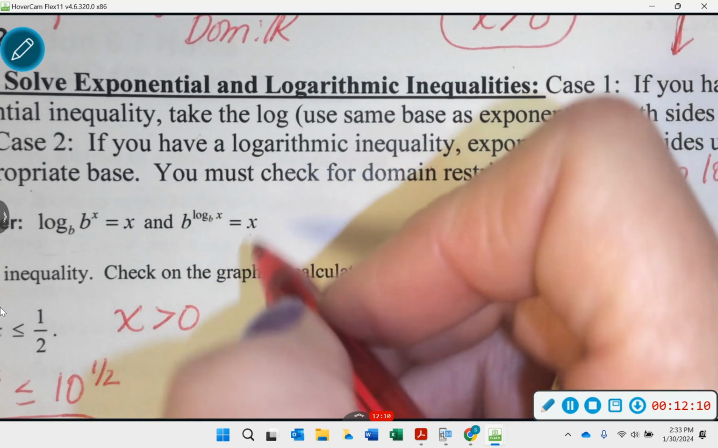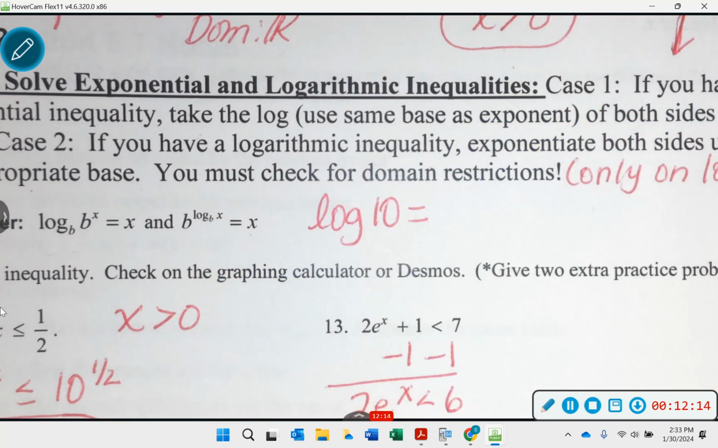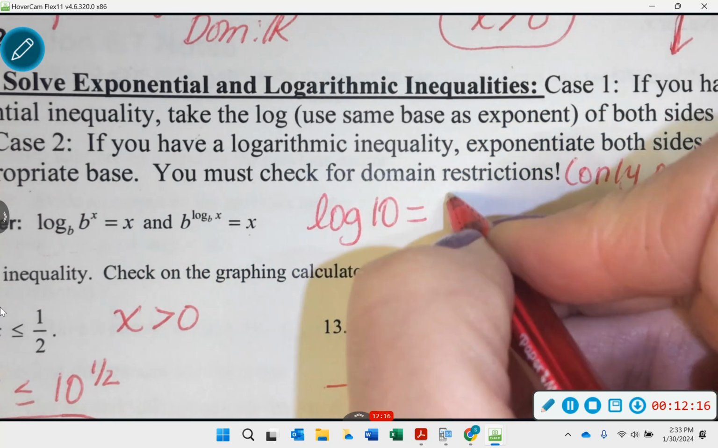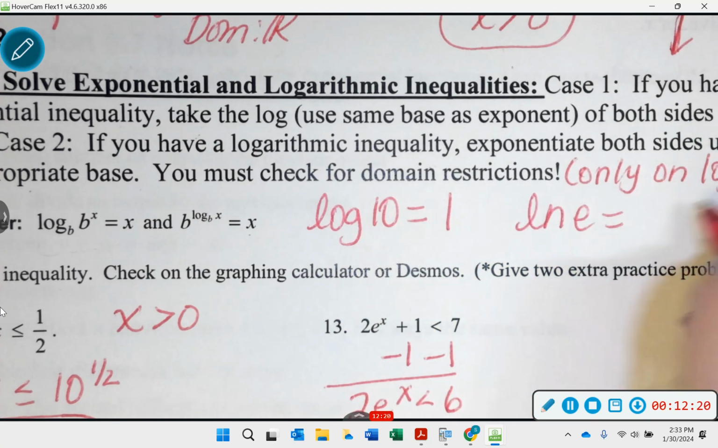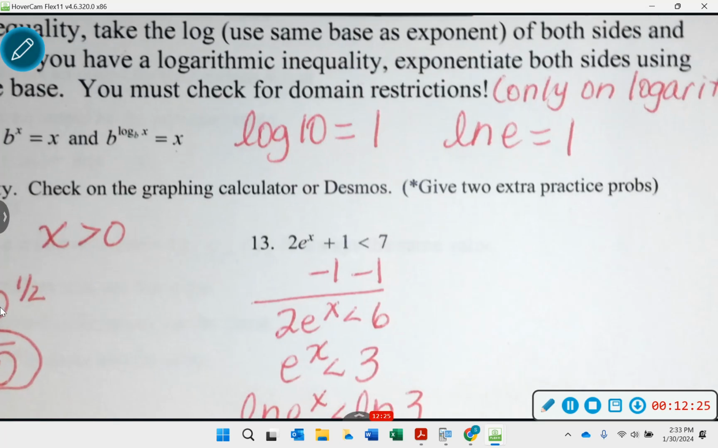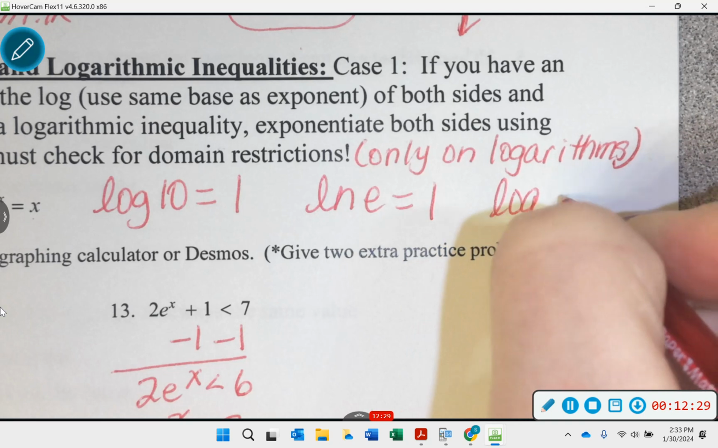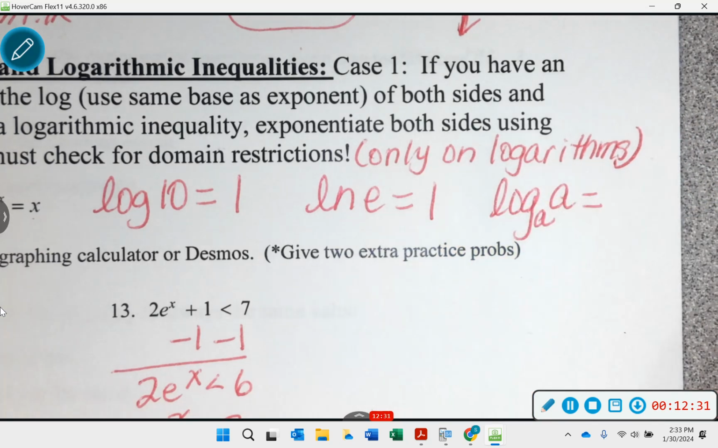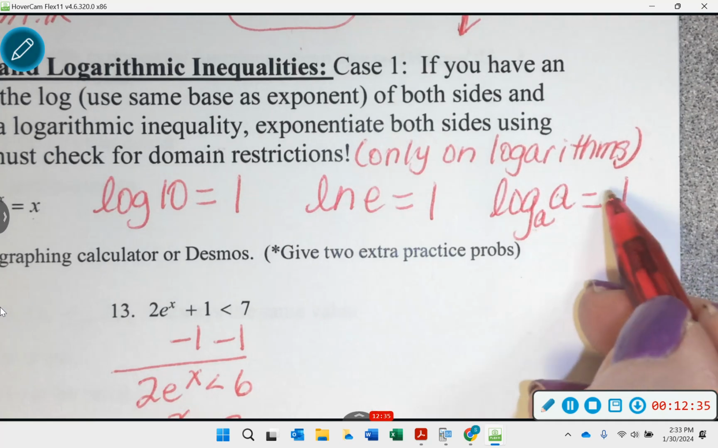Right. Here are some things we also need to know. Log 10. What's the answer to log 10? 1. Natural log of e. What's the answer to that? Those are some things we need to recognize when we see them. Okay, and then one more. What's log base a of a? That's also 1, right? When the base is the same as that, a to the what is a? 1.